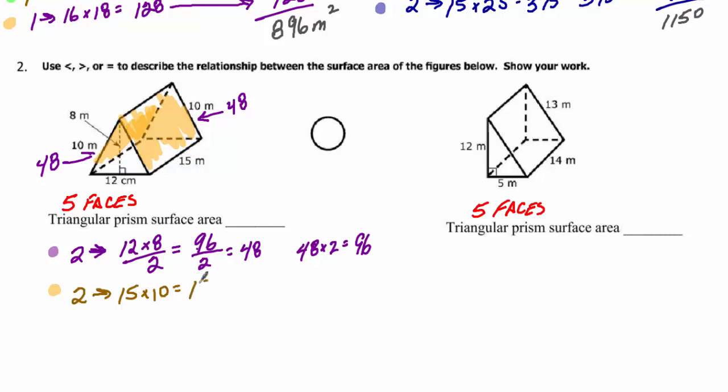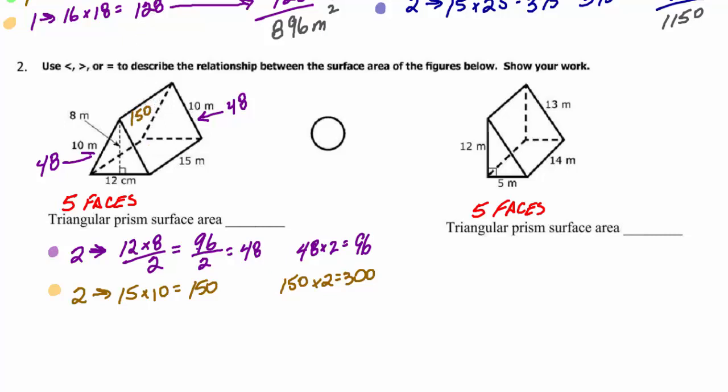10 times 15 is 150. 150 times 2, 300. Then lastly, so I'll just take my 300 and put it right on this face. This was 300. Oh, excuse me. Let me do that correctly. That face isn't 300. That face is 150. I'll put the 150 right here.